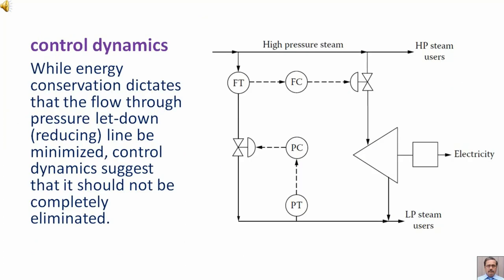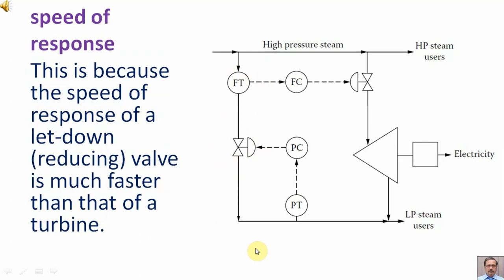While energy conservation dictates that the flow through the pressure let down or reducing line be minimized, control dynamics suggests that it should not be completely eliminated. This is because the speed of response of a reducing valve is much faster than that of a turbine.